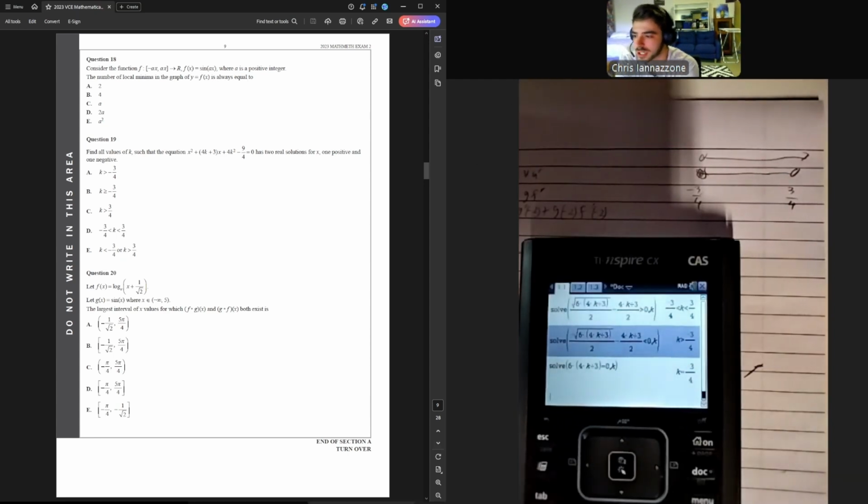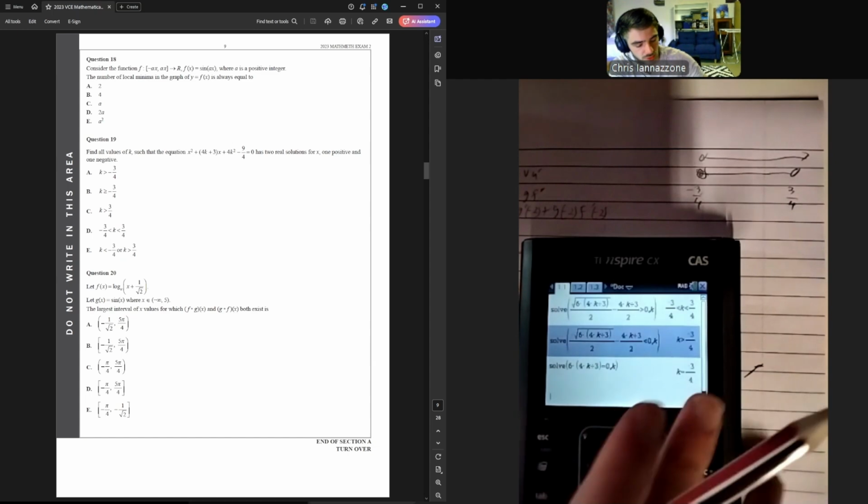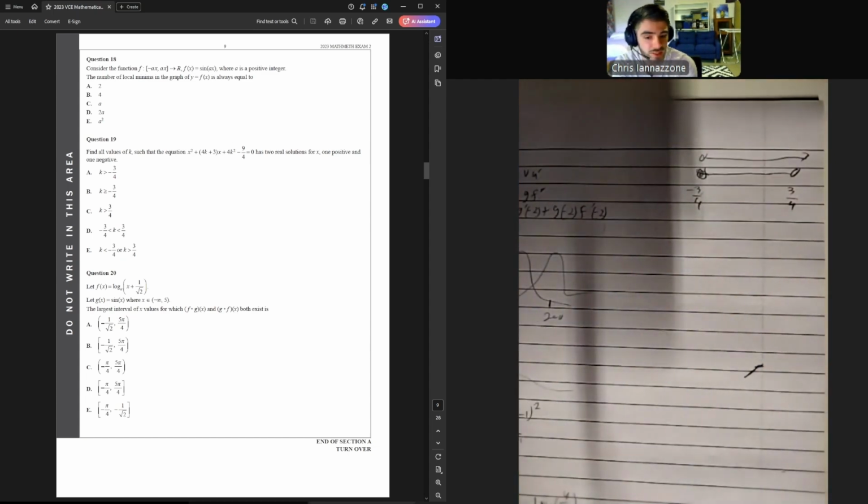Alrighty, finally we have question 20, end of the multi-choices. So we have 2 functions, f and g, and we want to figure out where f of g of x and g of f of x both exist. Right, we want to figure out where do both of those composite functions exist. So the natural question there is, what's it going to take for any composite function to exist?